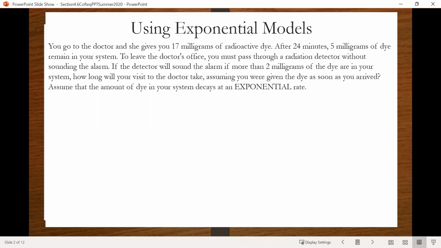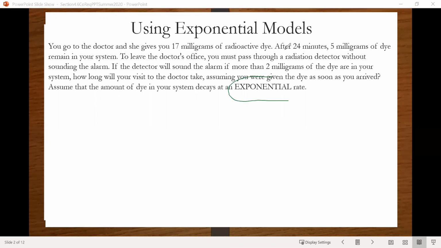We're told that you go to the doctor and she gives you 17 milligrams of radioactive dye. After 24 minutes, 5 milligrams of dye remain in your system. To leave the doctor's office, you must pass through a radiation detector without sounding the alarm. The detector will sound the alarm if more than 2 milligrams of the dye are in your system. So we want to know how long your visit to the doctor will take, assuming you're given the dye as soon as you arrived. And we're told to assume that the amount of dye in your system decays at an exponential rate.